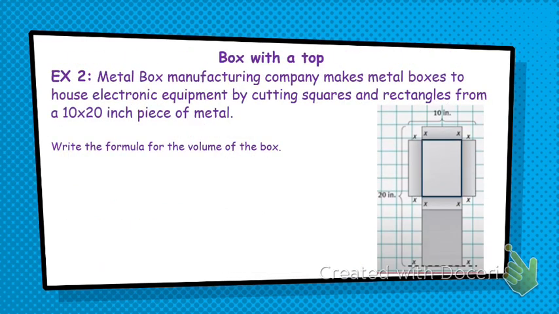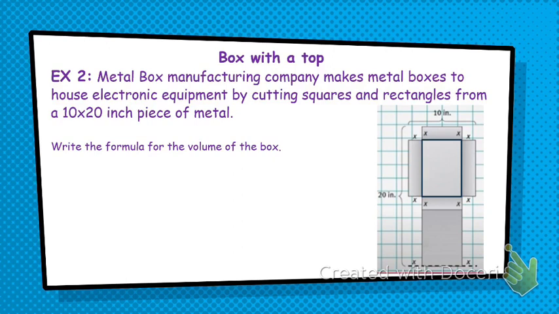Okay, here we have a metal box manufacturing company that makes metal boxes to house electronic equipment by cutting squares and rectangles from a 10 by 20 inch piece of metal. So we're given a diagram here, and we're going to write a formula for the volume of the box. Most of this stuff is going to be similar, but what we do need to understand is that this is cut a little bit differently.